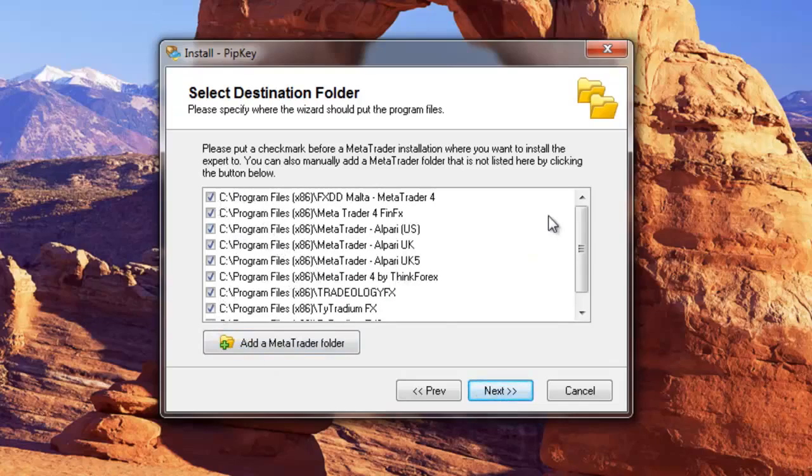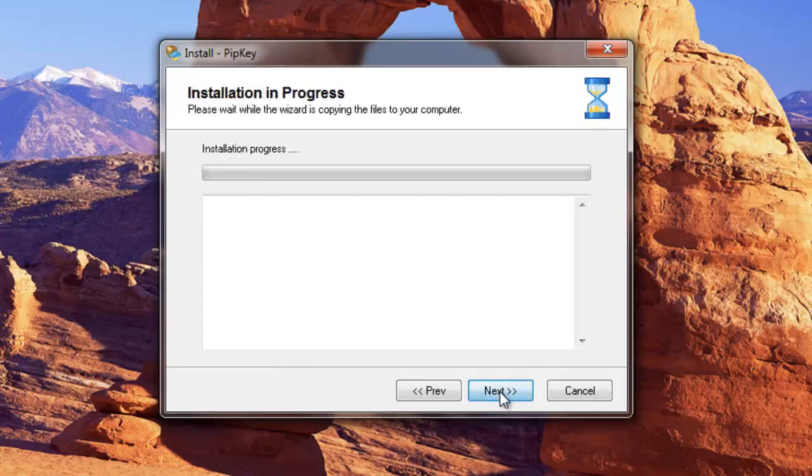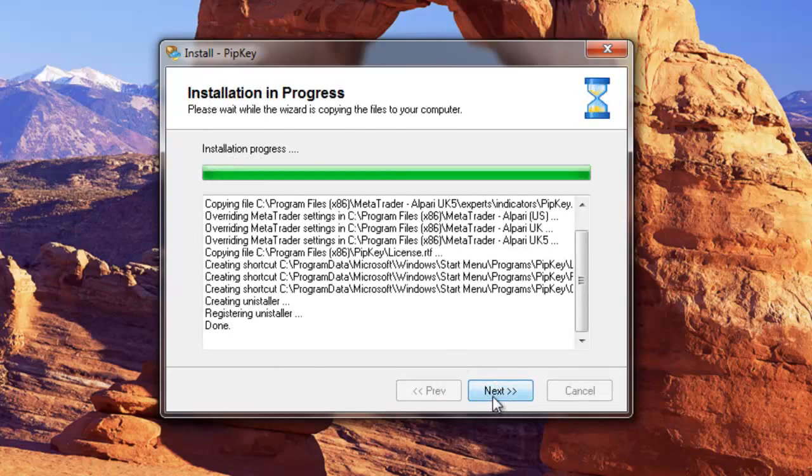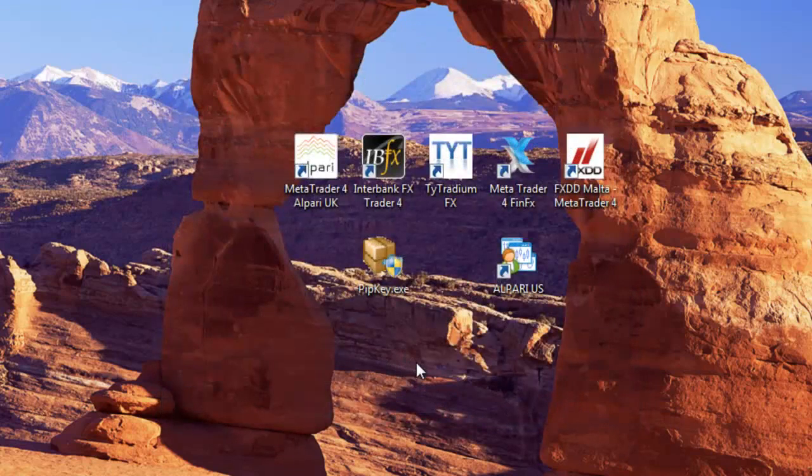Choose the MetaTrader platform where you want to install the indicator. I'll go with few of them. Click next, next, again on next. Usually I recommend to uncheck this one and click on finish. Okay, let me open my MetaTrader platform.